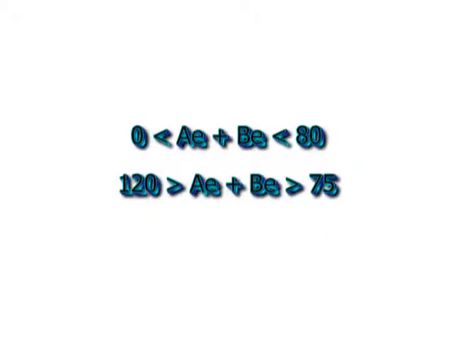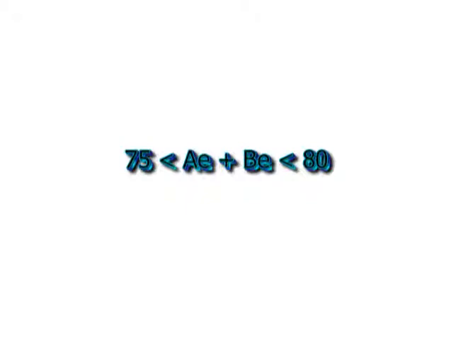Multiplying through by -1 and adding 120 to all three sides of the second inequality, you get the following formula: 0 is less than or equal to AE plus BE is less than or equal to 80, and 120 is greater than or equal to AE plus BE is greater than or equal to 75. Since AE plus BE is no less than 75 and is no more than 80, these two inequalities reduce to one. The formula is as follows: 75 is less than or equal to AE plus BE is less than or equal to 80.